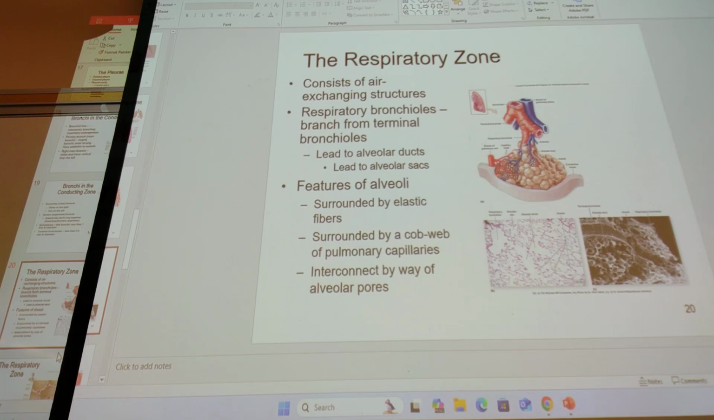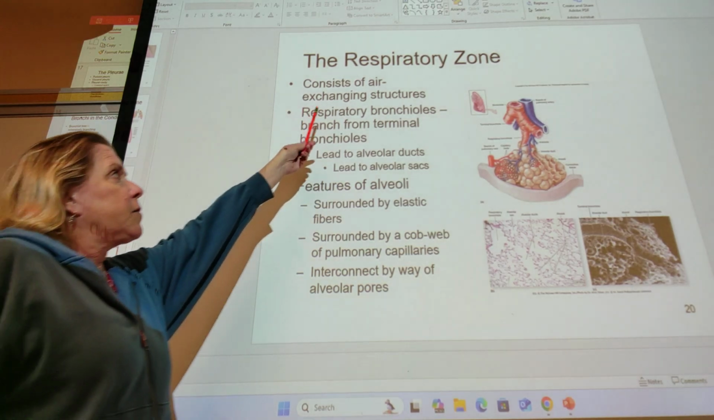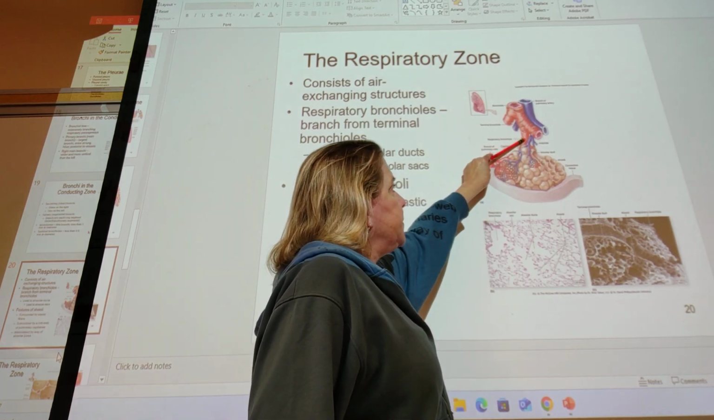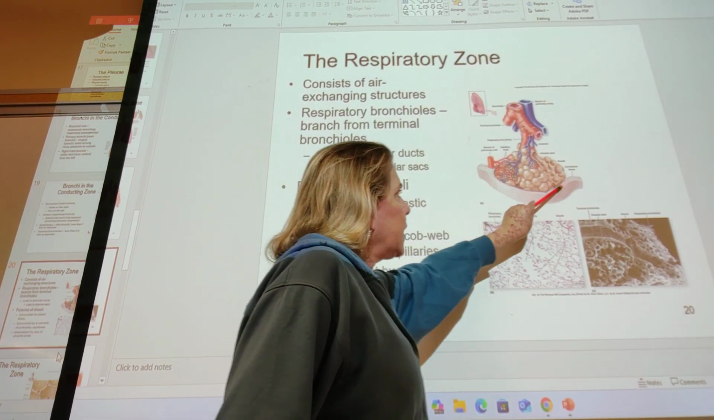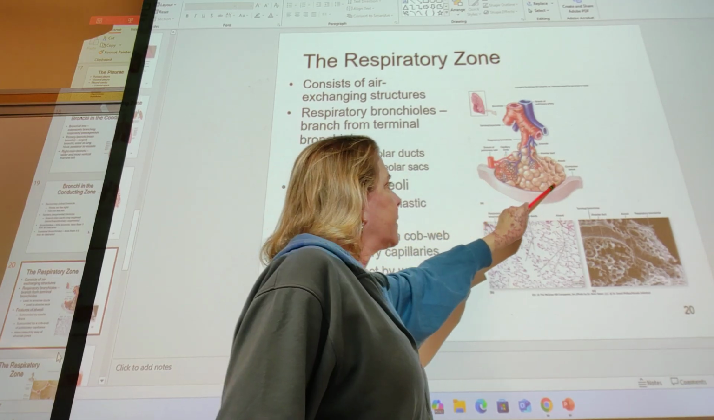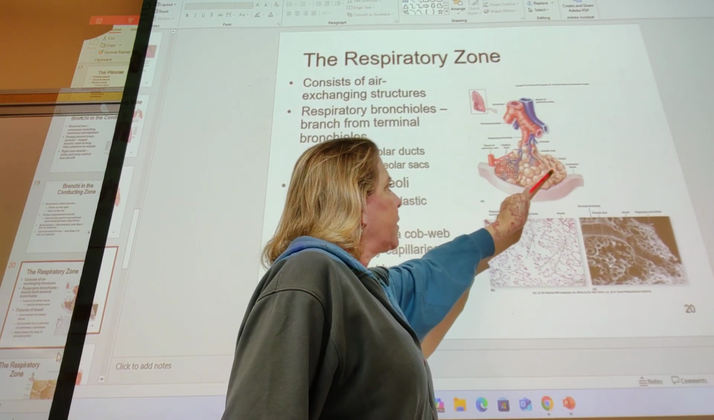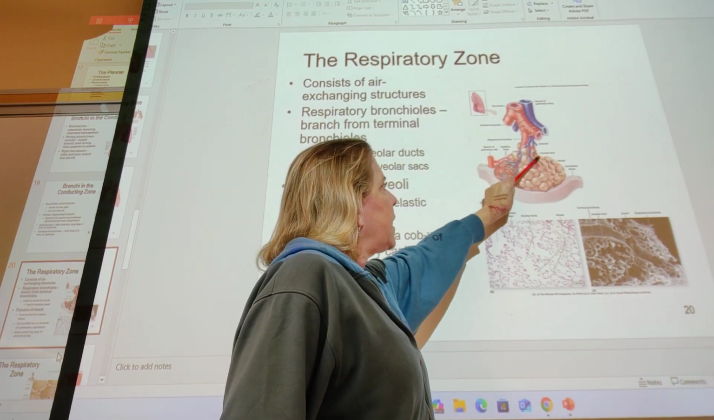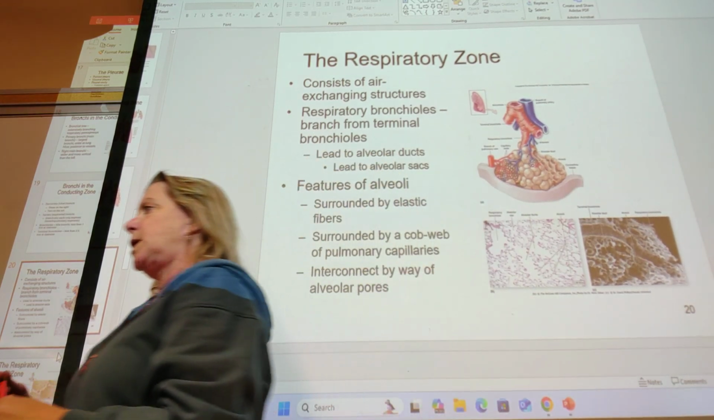Now we get into the respiratory zone. This is where we have an abundance of structures, a multitude of them. They are thin enough in their anatomy to allow for diffusion of gases, oxygen and CO2. The beginning of the respiratory zone is going to begin with a respiratory bronchiole, which will lead to this cluster here called an alveolar sac. And all of these little honeycomb areas are alveoli. From the respiratory bronchiole to these alveoli, we have a duct, an alveolar duct.